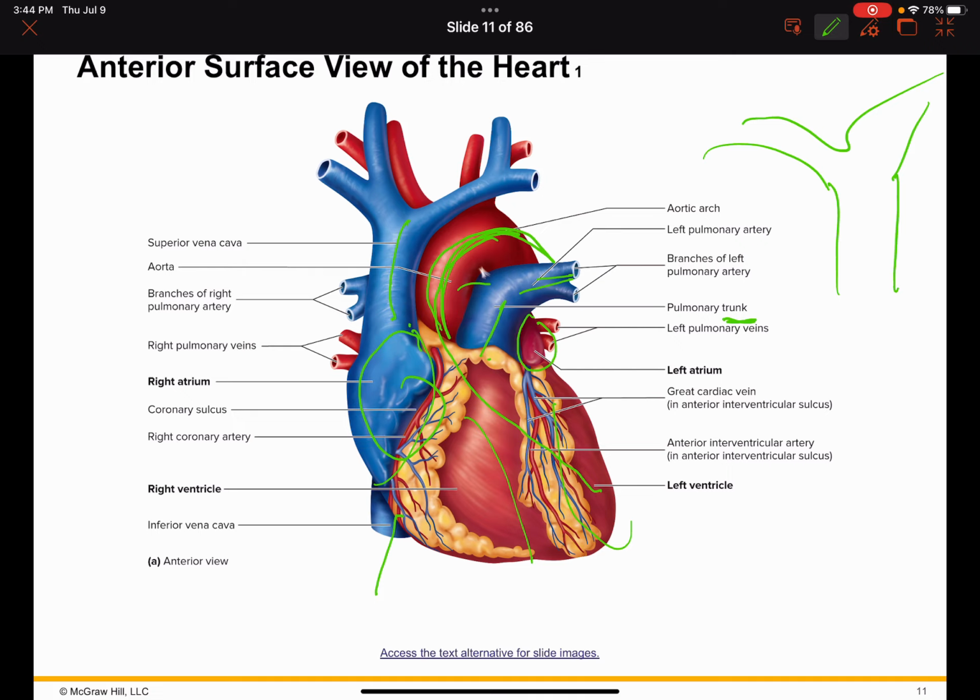Then we see some of the blood vessels feeding that cardiac muscle. The great cardiac vein is coming out here. Then also you see what else? Anterior interventricular artery is feeding over here. Then coronary sulcus, the coronary artery is going through that.